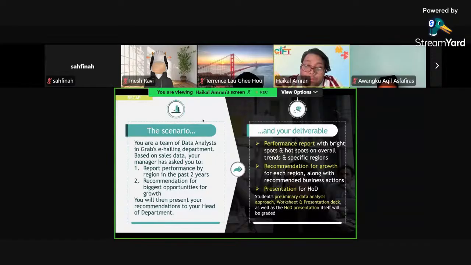All right, so what will be graded? Preliminary data analysis, that is the individual assignment, worksheet and presentation deck, as well as the HOD presentation. This morning, and what we have been doing since last week, is working on our preliminary data analysis, which is the individual assignment. However, as I mentioned, in order to minimize mistakes as well as to ensure continuation for the next assignment, it is highly recommended that we do this individual assignment in a group setting.